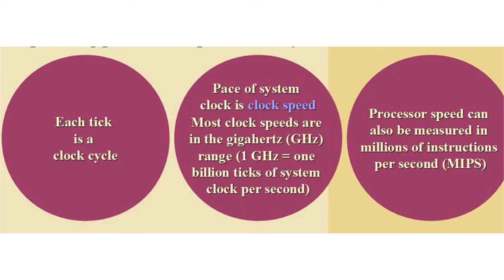Most clock speeds are measured in gigahertz, or GHz. 1 gigahertz is equal to 1 billion ticks of the system clock per second. So let me rephrase that: when you see 1 gigahertz, that is equal to 1 billion ticks of the system clock per second. Processor speed can also be measured in millions of instructions per second, or MIPS, but no one really uses that. People usually measure it in gigahertz or megahertz.